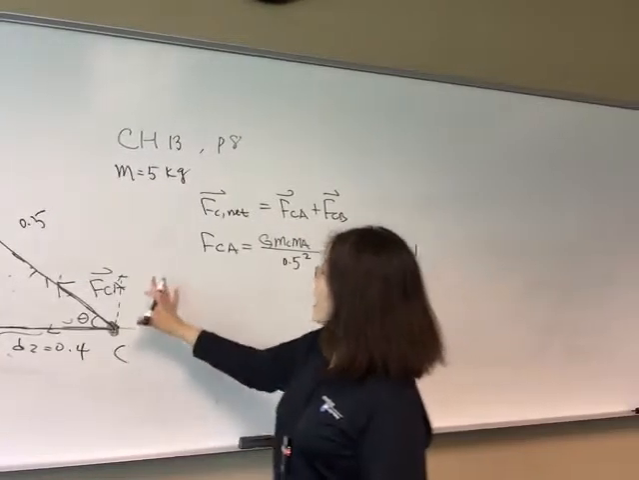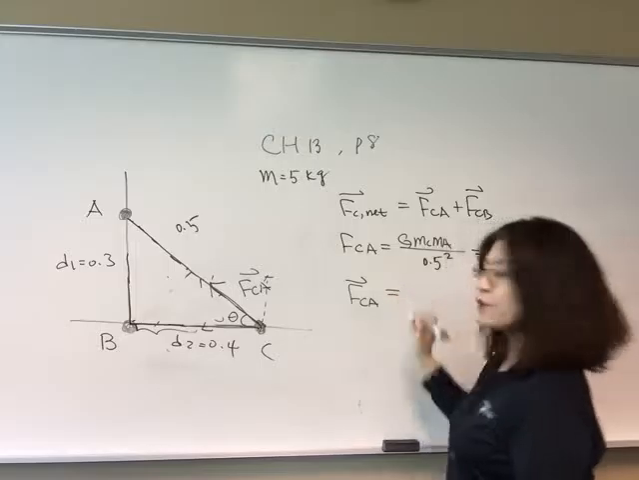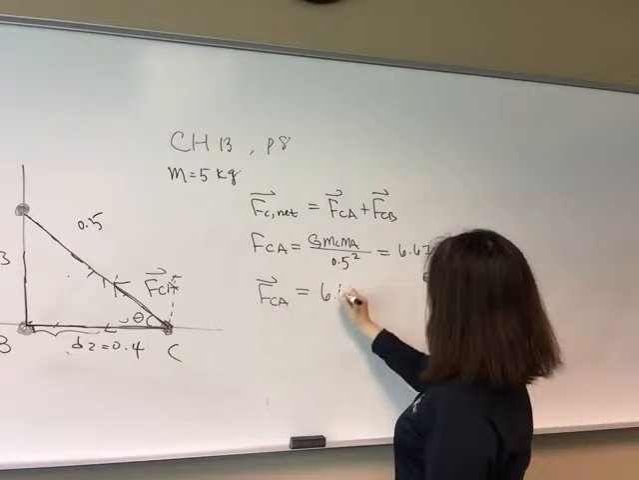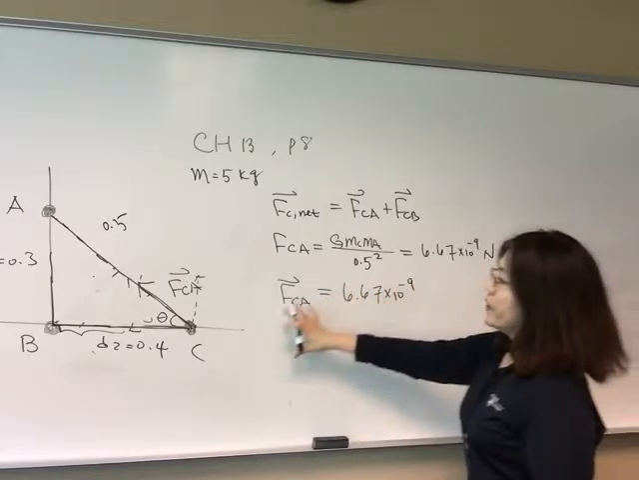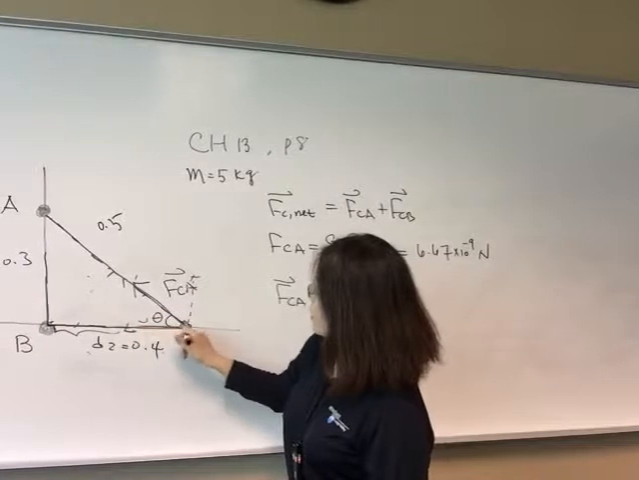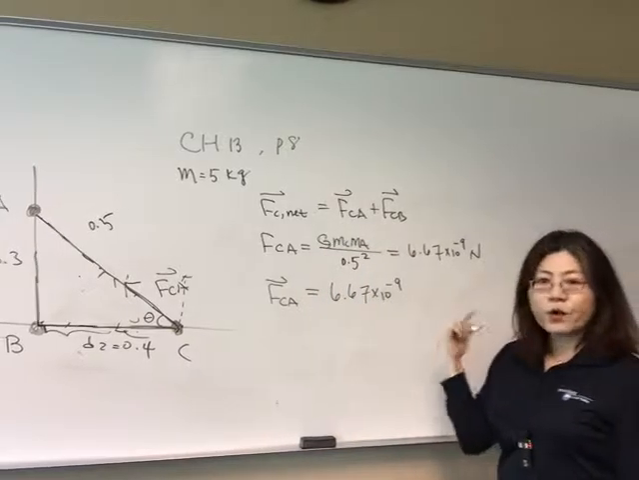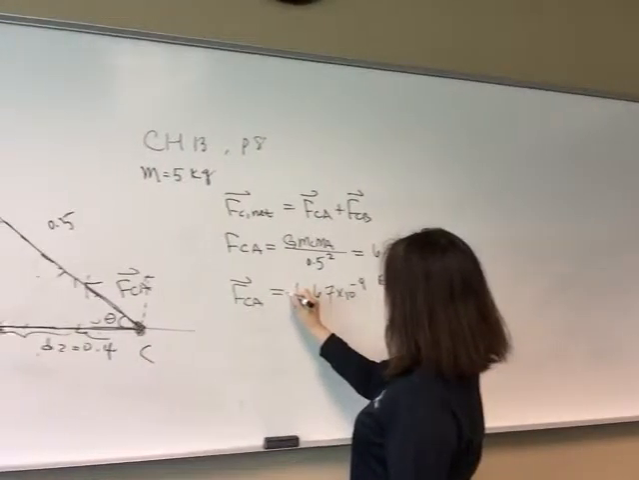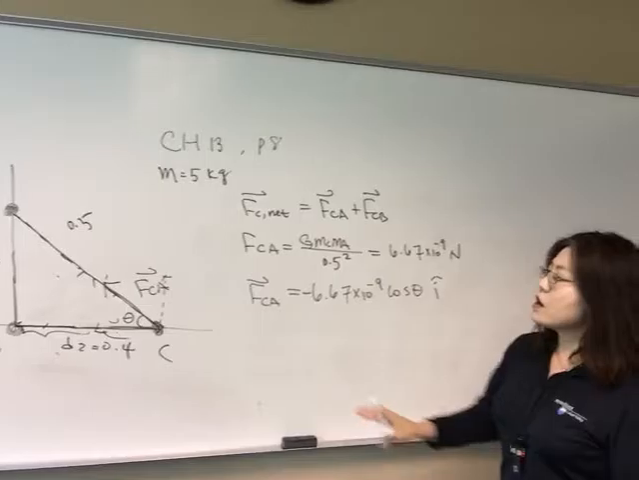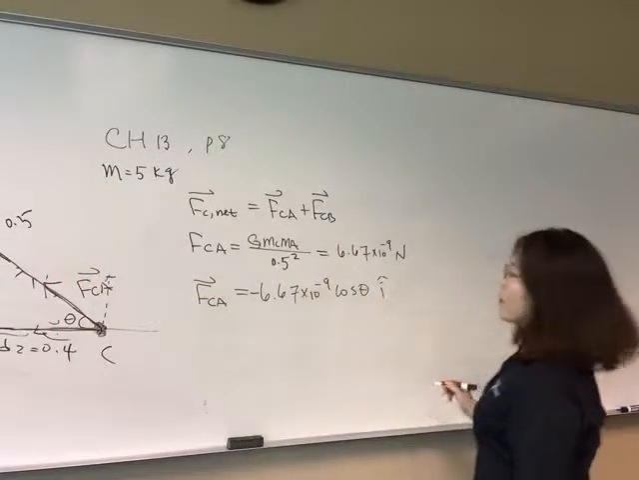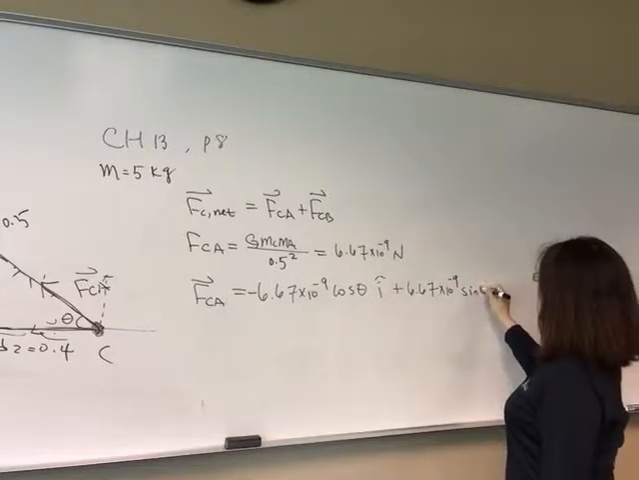Okay, now I'm ready to resolve FCA into the X and Y components. FCA, in vector form, you have this magnitude, so you copy that down. And then your X component will be the magnitude times cosine theta. Because it's pointing in the negative direction, you have to put a negative sign in front of it. So it's negative, and then cosine theta, and that's your i hat. And then in the vertical, that's just sine theta, and that's positive. So it's plus 6.67 times 10 to the negative 9, and then sine theta, and then j hat.